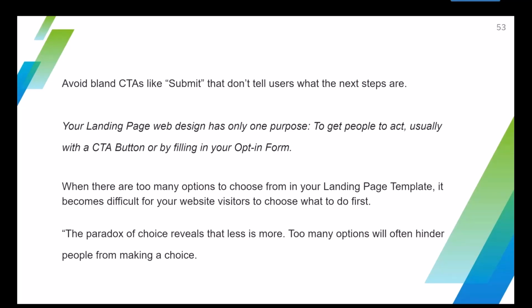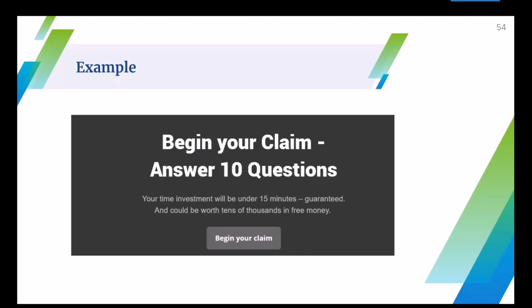Your landing page website design has only one purpose: to get people to act, usually through a call to action button, by filling in your opt-in form. When there are too many options to choose from on your landing page template, it becomes difficult for your website visitors to choose what to do first. The paradox of choice reveals that less is more. Too many options will often hinder people from making a choice. Remember, less is more. Website content needs to be to the point.